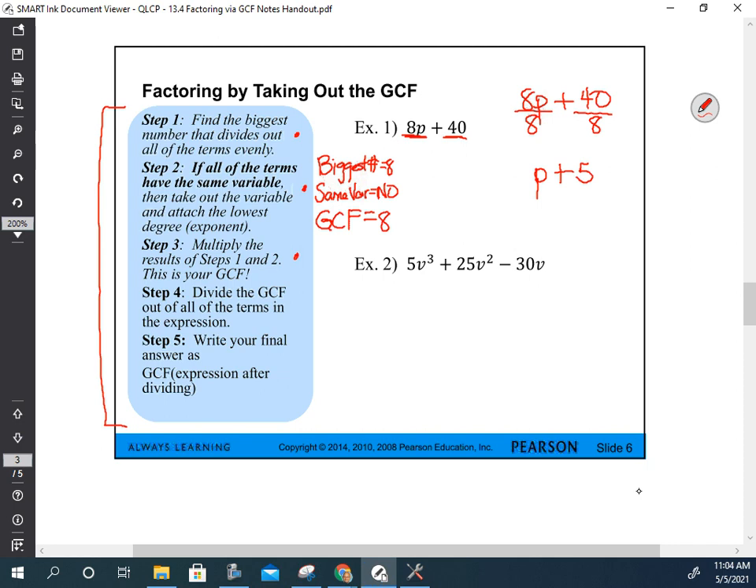So to write your answer, you take the greatest common factor and write it, and whatever you get after you divide it goes in parentheses. So those two parts end up going into your final answer: the GCF and whatever you got after you divide it.